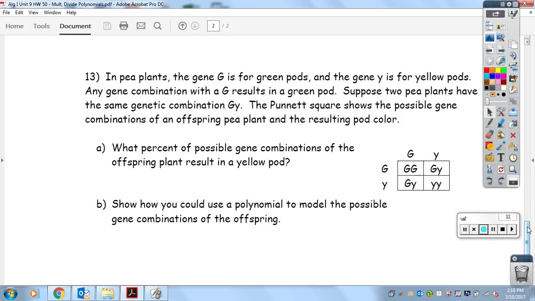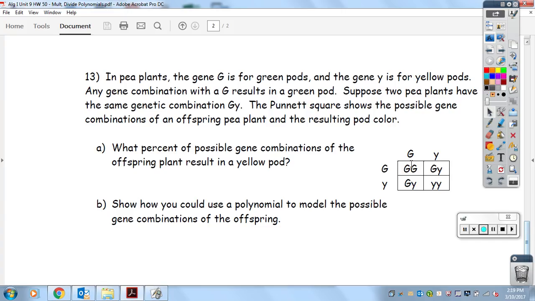Actual Punnett squares. In pea plants, the gene capital G is for green pods, and the gene lowercase y is for yellow pods. Any gene combination with a capital G results in a green pod. That's called a dominant allele. Suppose 2 pea plants have the same genetic combination, Gy. The Punnett square shows the possible gene combinations of an offspring pea plant and the resulting pod color. What percentage of possible gene combinations of the offspring plant results in a yellow pod? I think that should be pretty obvious.